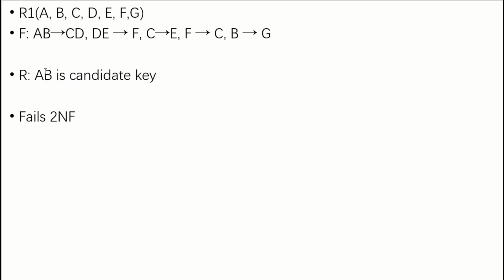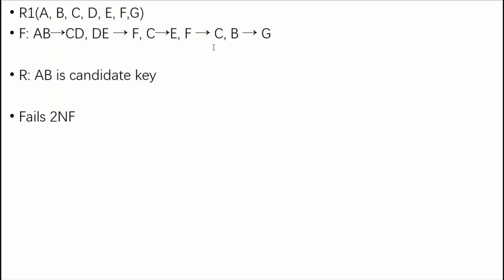So let's find the closure of AB. AB implies CD, so AB, CD. C implies E, so AB, C, D, E. DE implies F, so A, B, C, D, E, F, and B implies G, so A, B, C, D, E, F, G. So correct, AB is a candidate key.